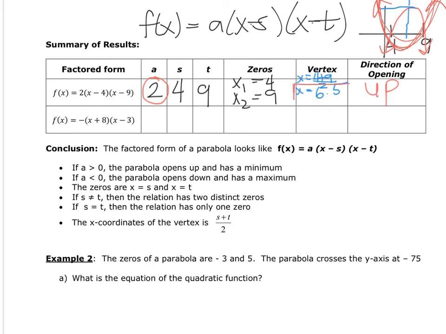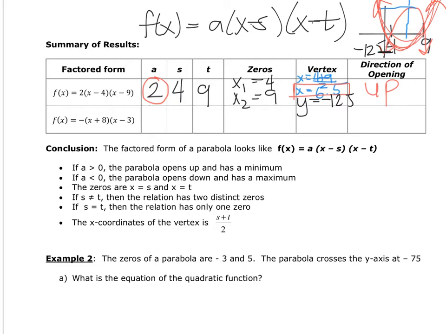Okay, so we have not found the vertex yet. We found the x coordinate of the vertex. What do we have to do to actually find the vertex? We're just going to plug that in to our original equation right over here. So instead of x, I'm going to write 6.5. And you're going to solve, and you're going to find that y equals, okay, we got negative 12.5. So I don't have room to write it here, but you might have room. The vertex coordinate is 6.5 comma negative 12.5. And that makes sense because it opens up, that vertex should be negative, so negative 12.5 works.